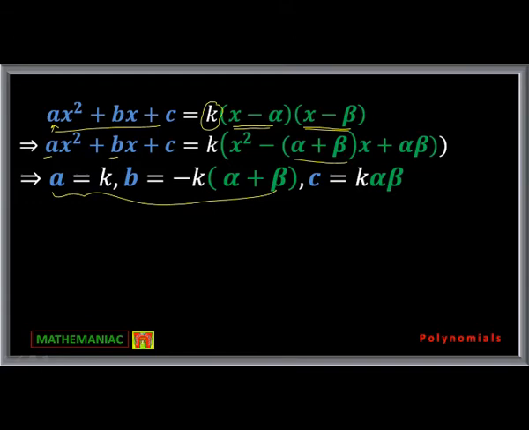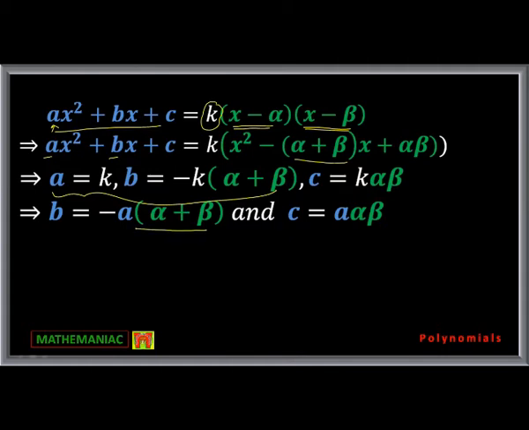This is the number we introduce from our side. So from here you can see k equals a. Now if I put k equal to a here, what will we get? Check. We'll be getting b equal to minus a into alpha plus beta, and here I'll be getting c equal to a into alpha beta, and that's it. So from here alpha plus beta equals minus b by a, and alpha beta equals c by a.